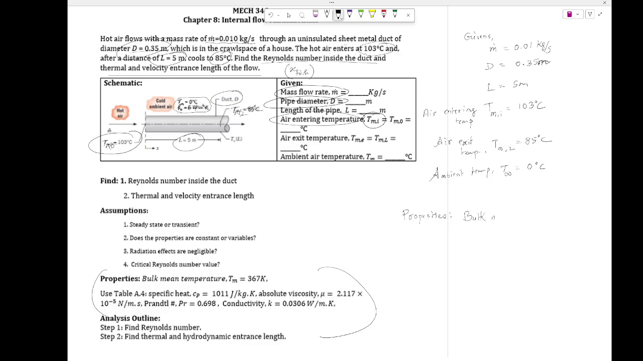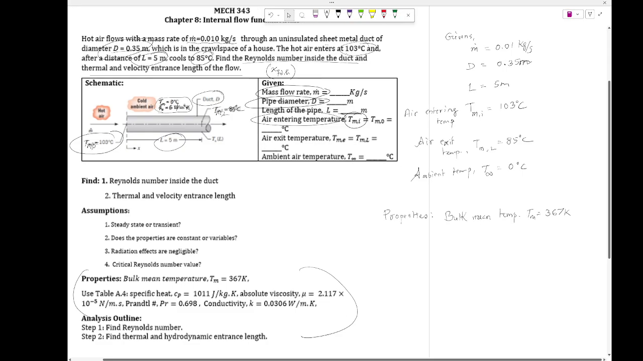So bulk mean temperature Tm is 367 Kelvin. Okay, so this bulk mean temperature, you may be wondering how you're going to find this value. The way you can find the bulk mean temperature is you have to use Tm entrance temperature and Tm exit temperature, right? That's your bulk mean temperature.